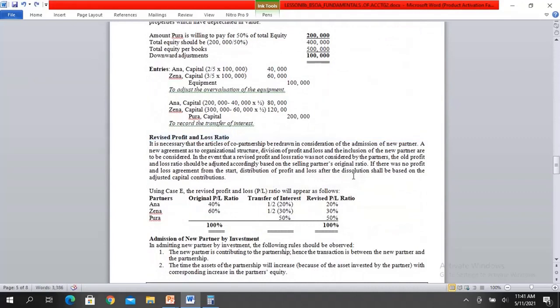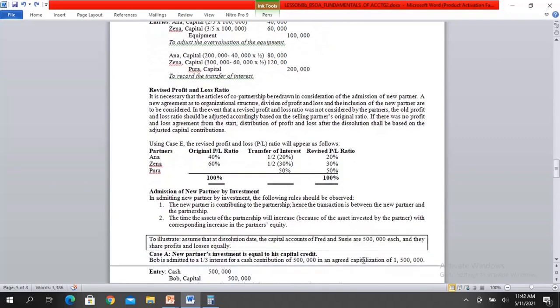Paano yun? Ayan, so 40% times 1 divided by 2 is 20%. So 20% yung ibabawas natin kay Ana. Out of this 40%, ibabawas natin yung 20% kay Ana, tatransfer natin kay Pura. So 60% times 1 divided by 2 is 30%. So 30% yung babawasan natin kay Zina, 30% idadagdag natin kay Pura. So, 20% plus 30% is 50% yung mapupunta ngayon kay Pura.